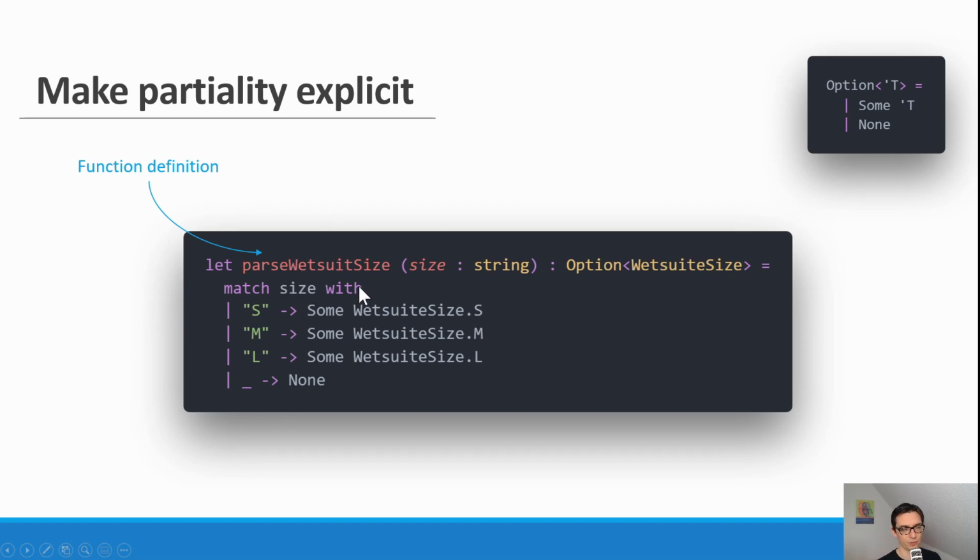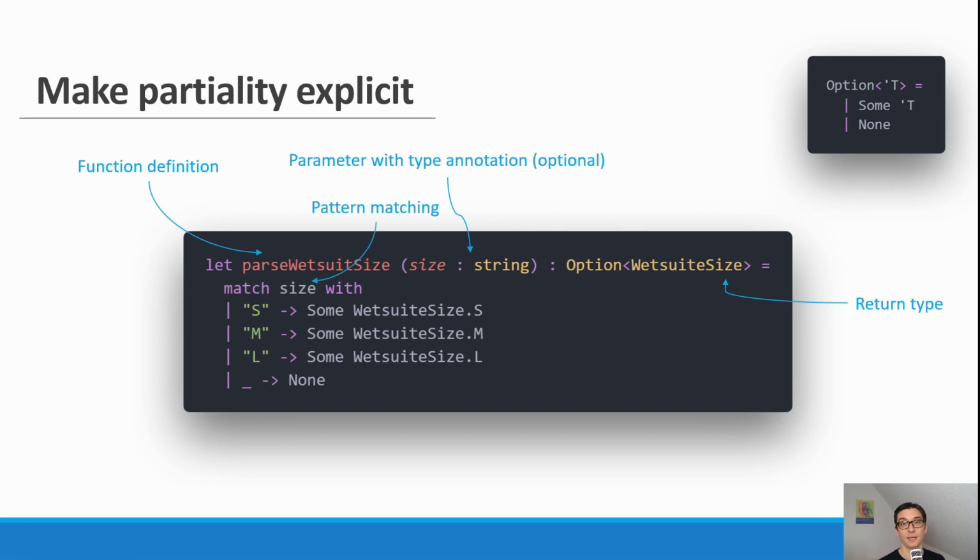So we have a function definition. We use the let keyword here, and the name after the let keyword is the name of the function. And then we see here that we have one parameter for this function. And we have a type annotation here, which says that the size is actually a string. But this is completely optional in F#. Then we have the return type that I have just talked about, in this case an option of a WetSuitSize. And then we use pattern matching here. Pattern matching is something that you can think of as similar to switch case statements, but on steroids. And I will talk about this later. So in this case, we have pattern matching and we say, just imagine switch case the size. And in the case of an S, we return a Some of WetSuitSize S.